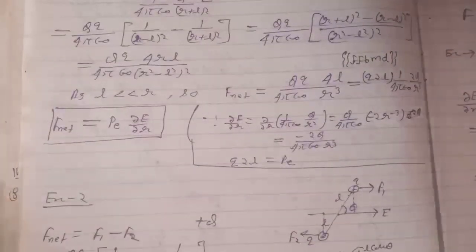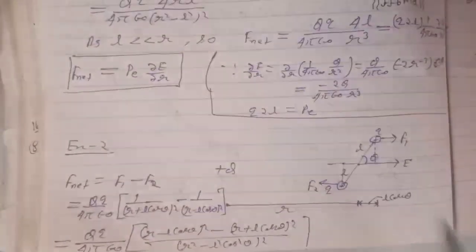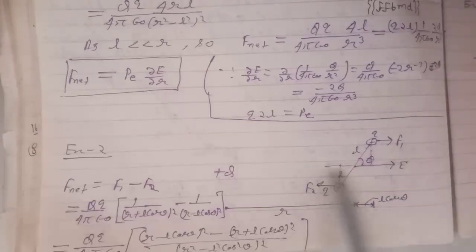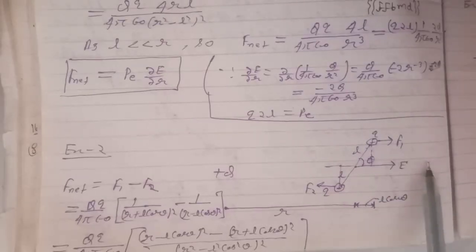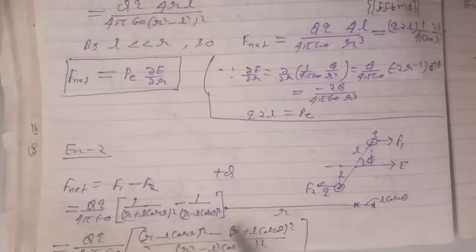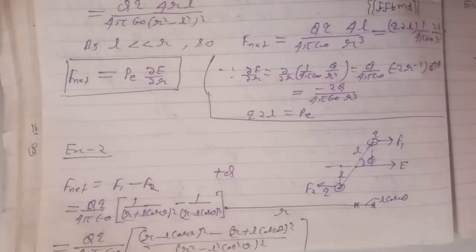Next, example 2. Here the direction of the electric field is in this direction. So this will experience F1 and this will experience F2. And this is plus Q charge.